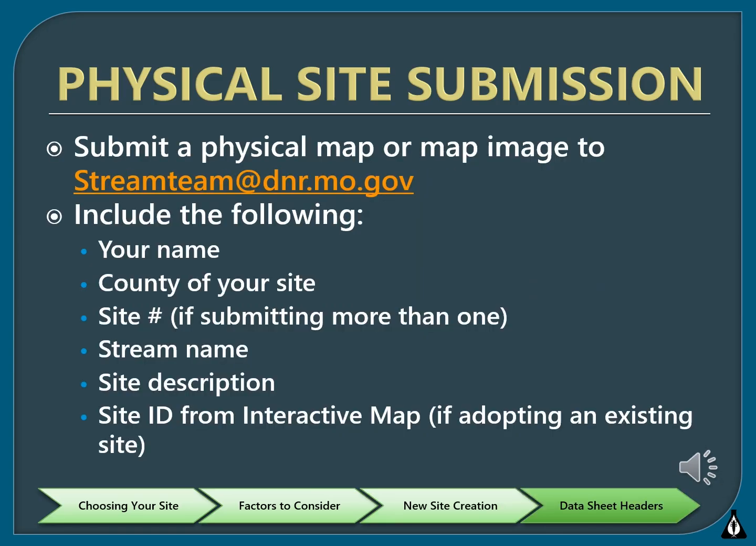After you have fully completed your level 1 training, both the online portion and the field certification, if you want to send us a physical copy or email a copy of your new site using the email on the screen, these are the things that you're going to want to include with that physical or emailed map. You'll want your name, the county where your site is located, and the site number. If this is your first site, or if you're submitting multiple sites at the same time, you can denote which map you would like to be your site number 1 or 2 and so forth. Also include the stream name, your site description, and/or the site ID from the interactive map if you're adopting an existing site.